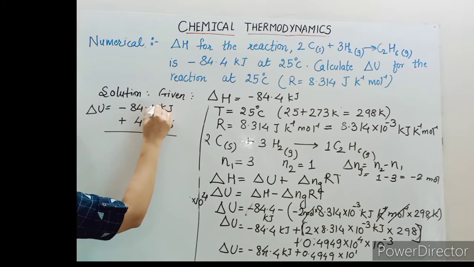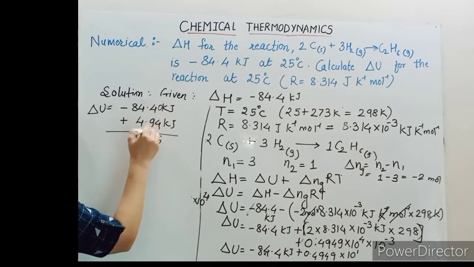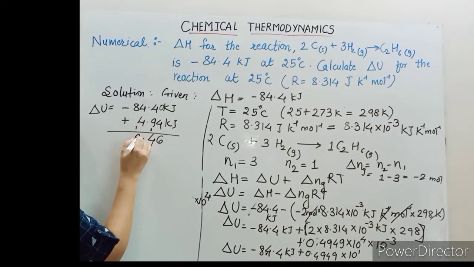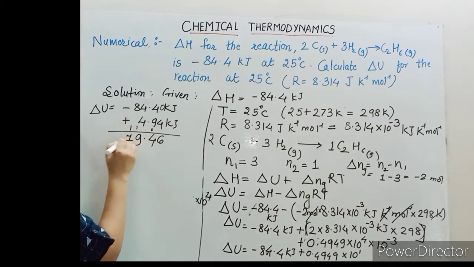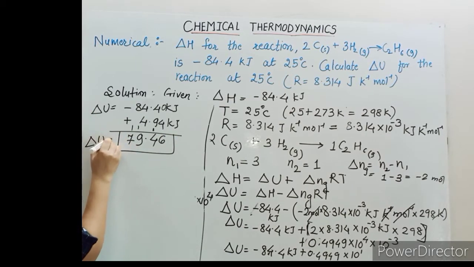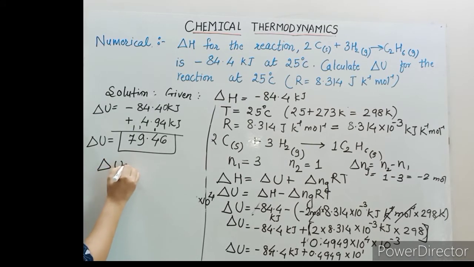So here it is 0. So 0 minus 4 is 6. Then 14 minus 10 is 4. Then again this will become 9 and this will become 7. So 79.46. So delta U is your 79.46. So in this case, what is the internal energy?